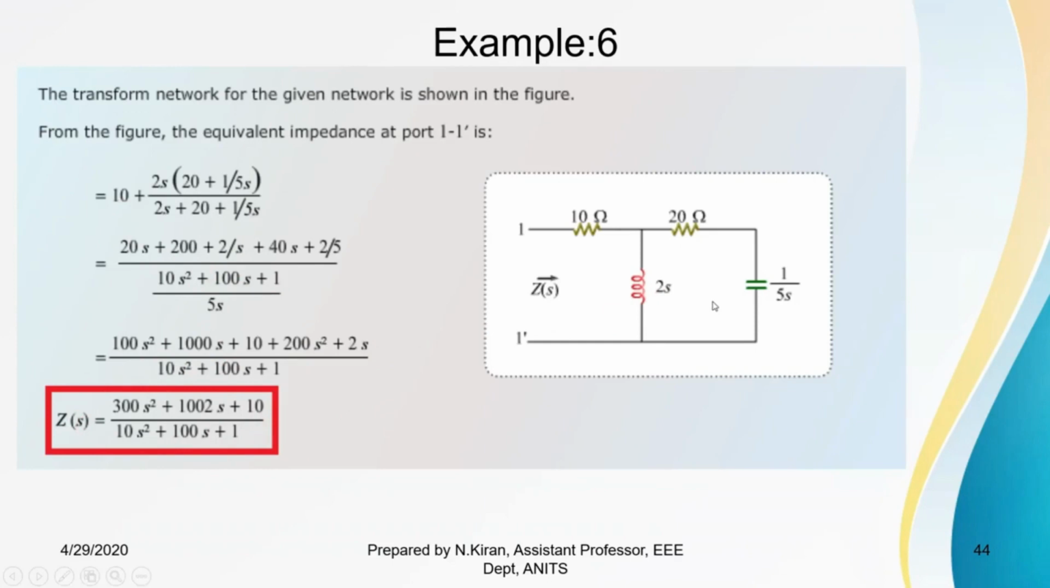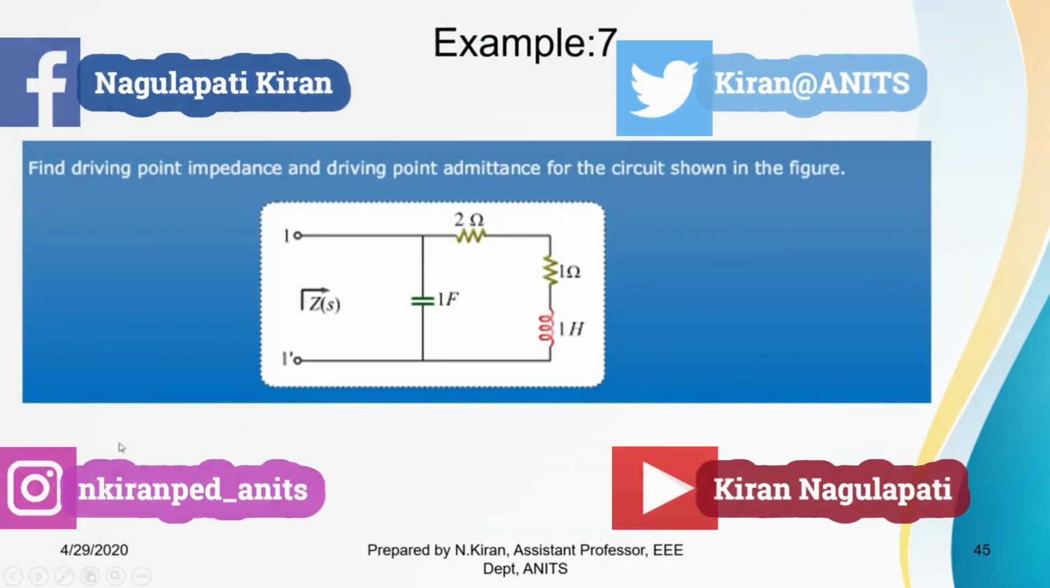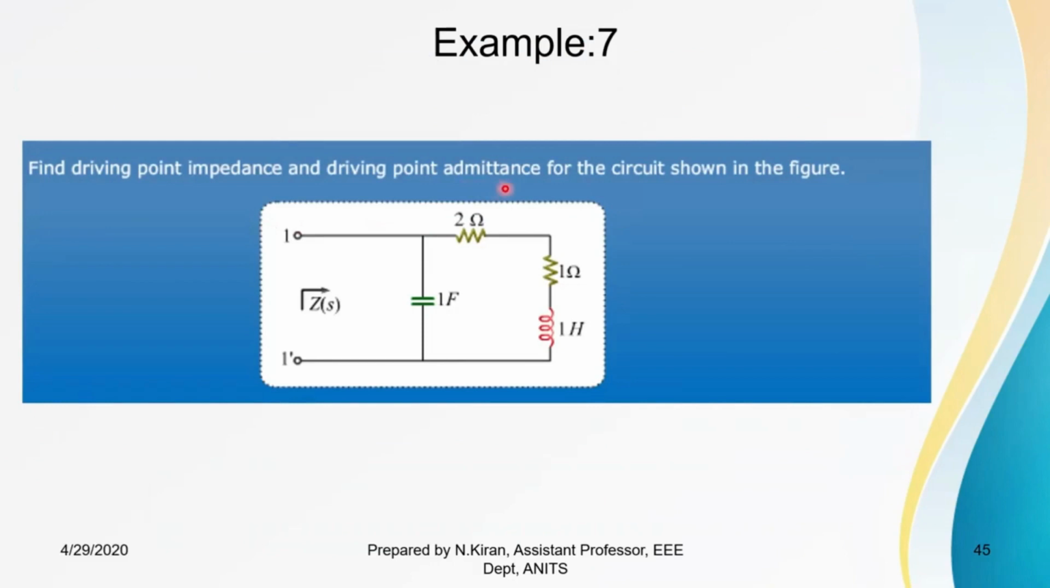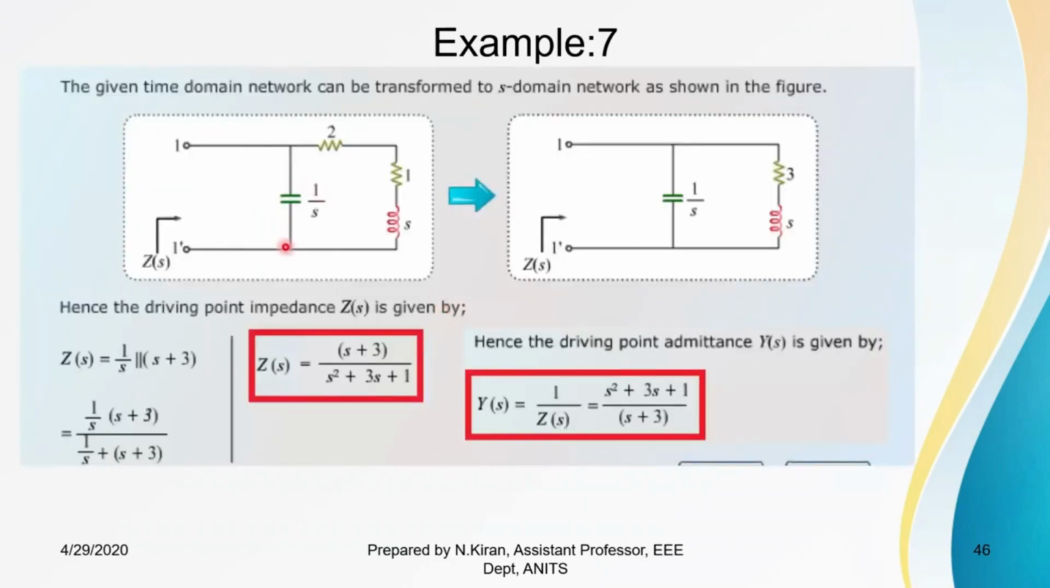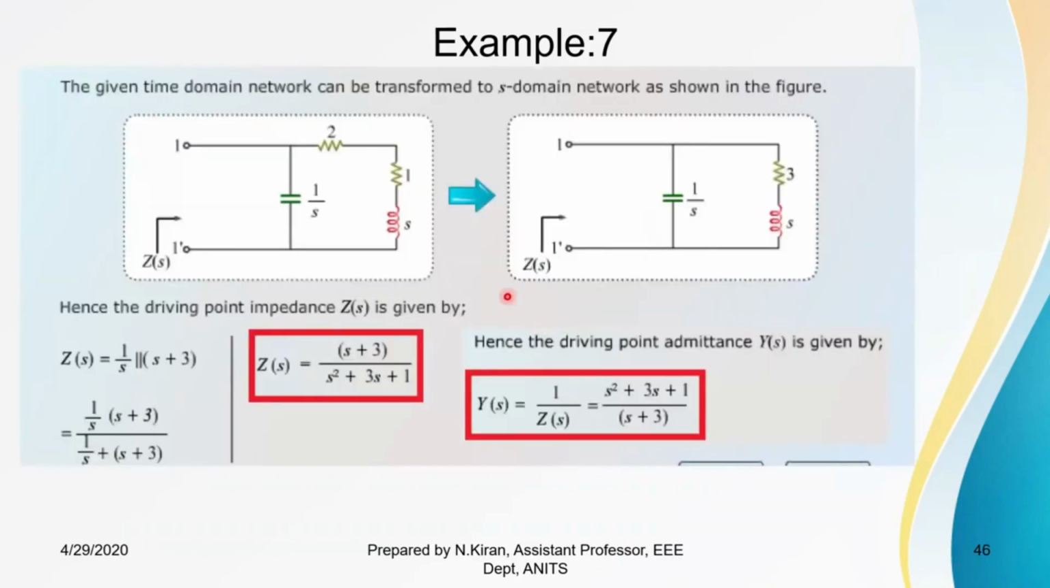So next, the seventh example. Here we should find the driving point impedance as well as the driving point admittance for the given network. First let us transform this into the Laplace domain. 1 farad becomes 1 by S, the 2 ohm and 1 ohm resistors remain the same, and 1 Henry becomes S. These three are in series, so it becomes 3 plus S.